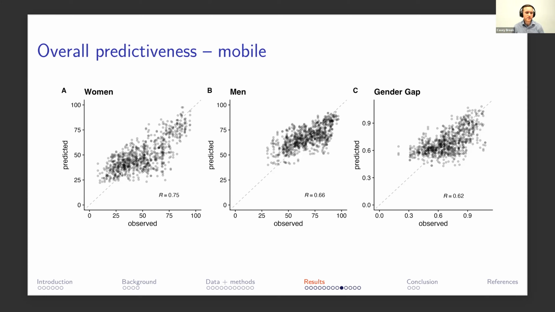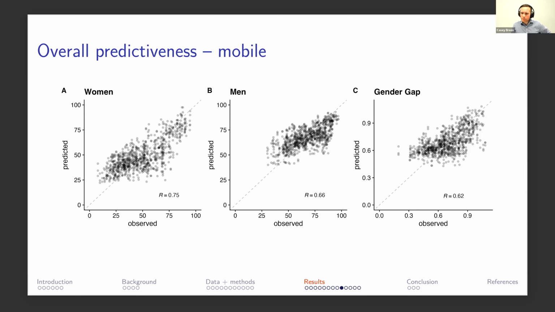If somewhere has super high levels of mobile phone adoption, we're generally able to say that it has pretty high levels. If it has really low observed levels of mobile phone usage, we're able to pick that out. But again, there's a good bit of noise here, and this isn't perfect. For men, it's slightly less accurate, but still we're seeing pretty high overall levels of predictive accuracy.